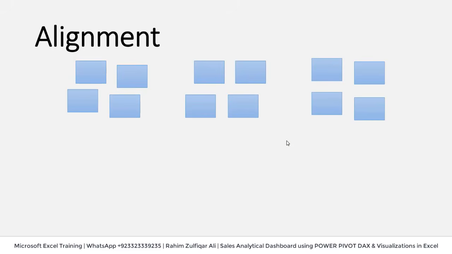Then alignment. Whenever you place certain objects on your dashboard, you need to align them properly, because if you don't align them, it looks like a mess and your attention is distracted by the distances between the objects. So you cannot focus on the object specifically.